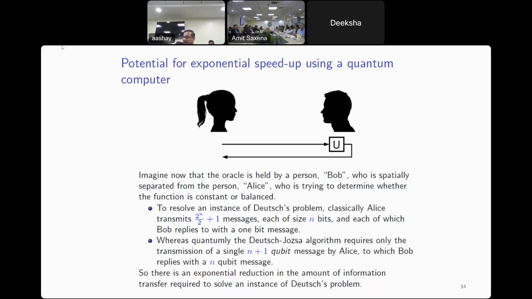Classically, Alice transmits 2 to the power n plus 2 messages, each of size n bits, and looks at Bob's replies to find out what this function is. But quantum mechanically, in the Joyce algorithm, Alice can just send an n plus 1 qubit message, because 1 qubit is required for the ancilla. Bob replies with the n-qubit message, an n-qubit measurement, whether all 0 or all 1, and that tells what the function is. This is again a sort of thought application, but it can be exploited. People did that.